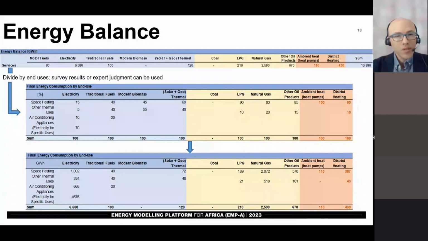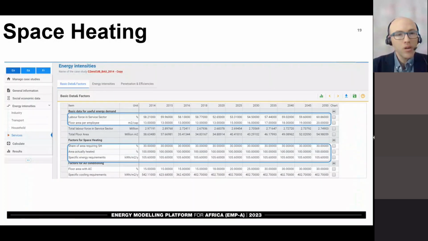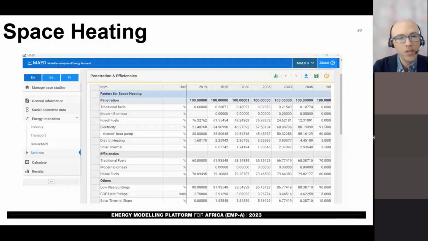So the data that is introduced for space heating is the labor force in the service sector, the floor area per employee, the share of area requiring space heating, the area that is actually heated, and the specific energy requirements. Also here are other parameters needed for space heating, which are the penetration rates for different energy forms, and the efficiencies.